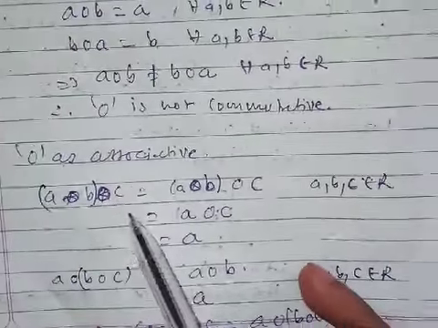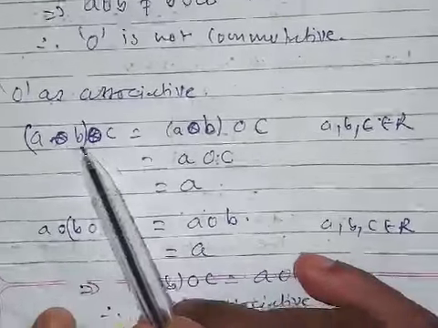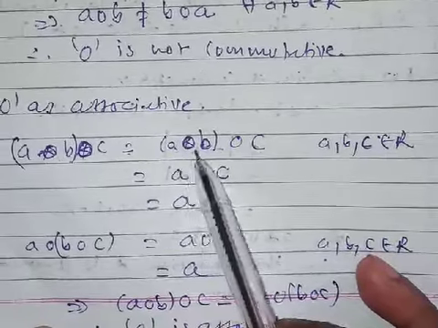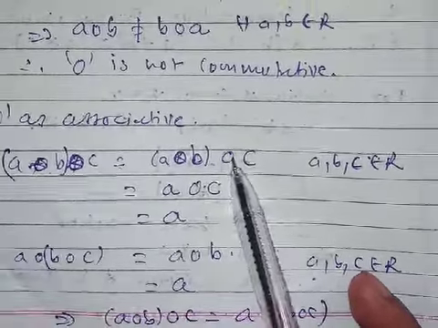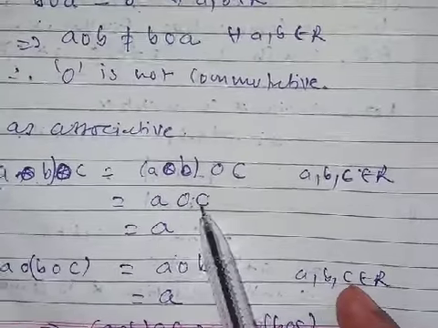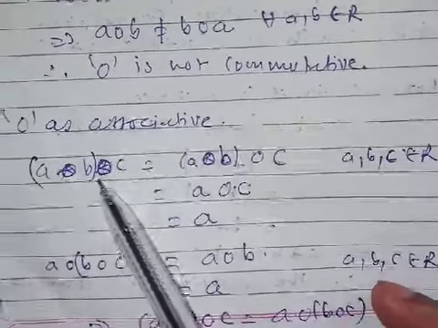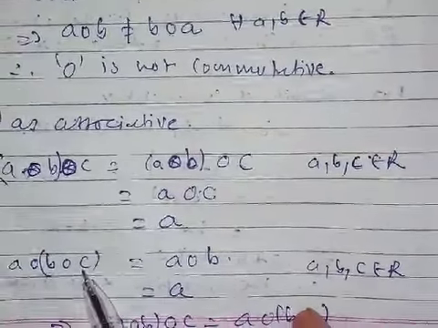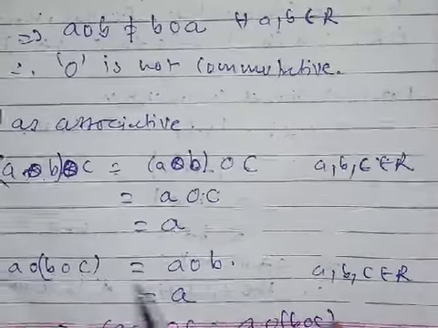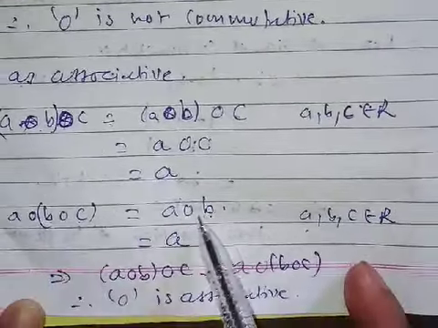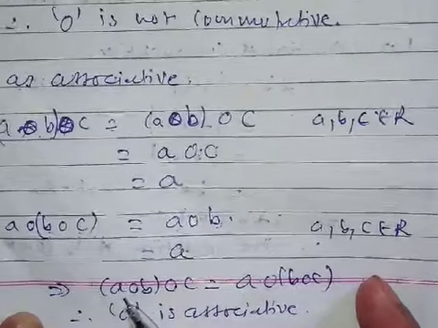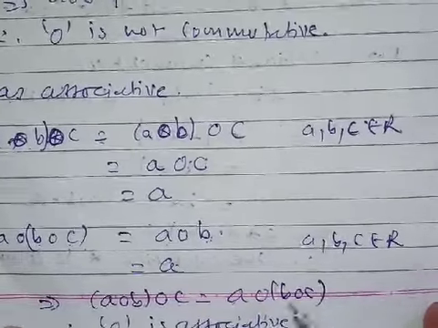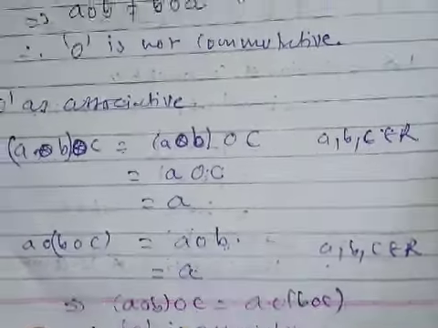Let us check for associative. (A O B) O C. What is the first element of A O B? A. So A O C: which is the first element? Again A. So (A O B) O C is A. Again check A O (B O C). What does B O C mean? The first element is B. So it is A O B, and the first element is A. So (A O B) O C is equal to A O (B O C). So O is associative.